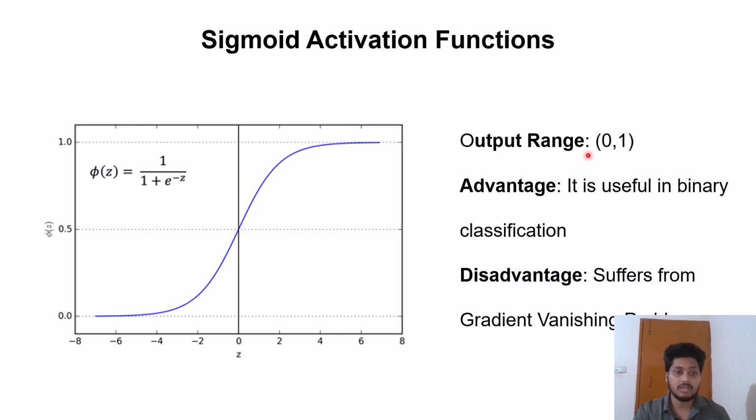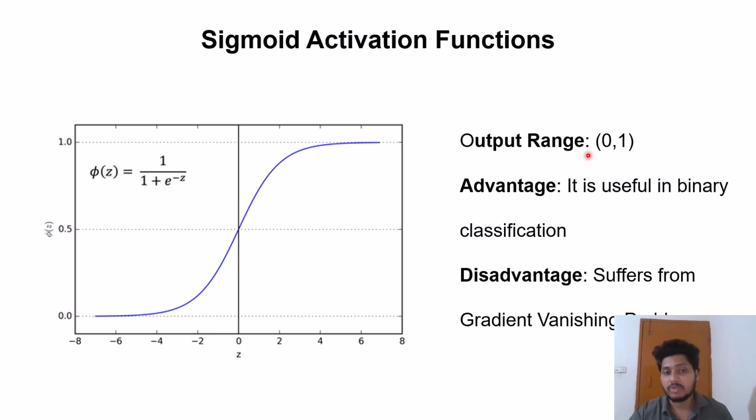The output is always between 0 and 1. It's very useful for situations where we want to predict probabilities. For example, in binary classification tasks like predicting the weather, or whether an email is spam or not, the sigmoid function is very helpful.